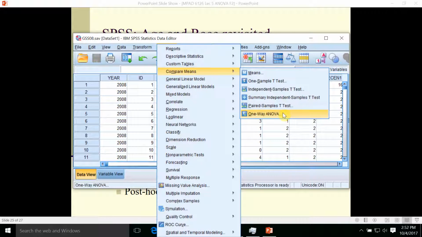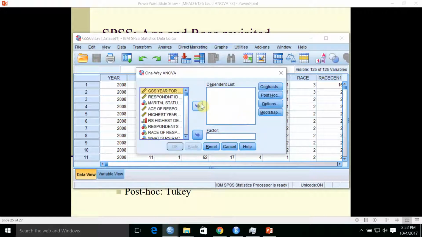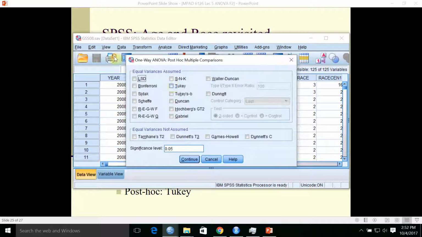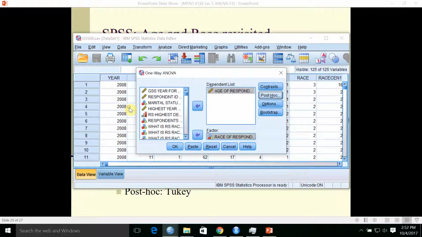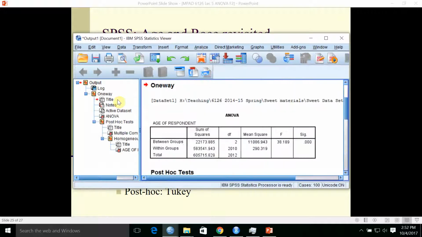Compare means, one-way ANOVA, the age of the respondent, and then the race of the respondent. Click on that. Click on post hoc, Tukey, continue. Okay. All right, there it goes. For some reason it just was having problems with me for a minute.